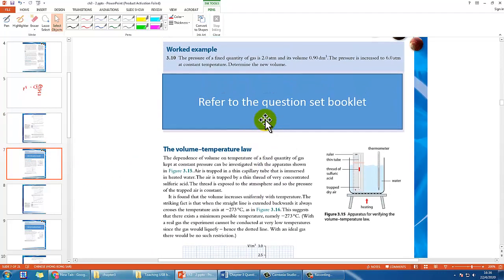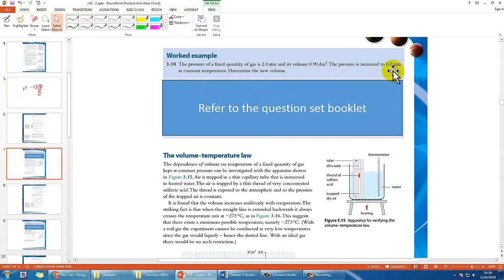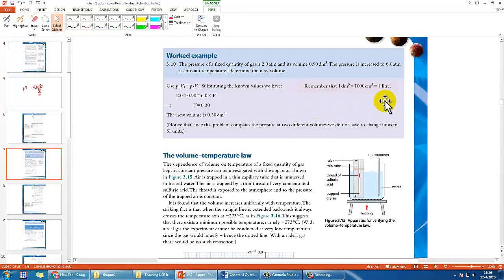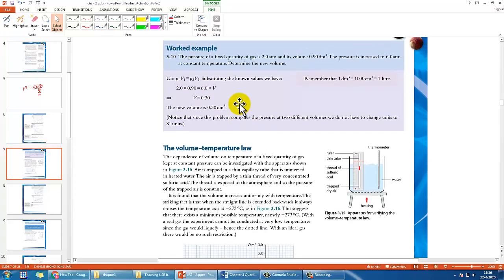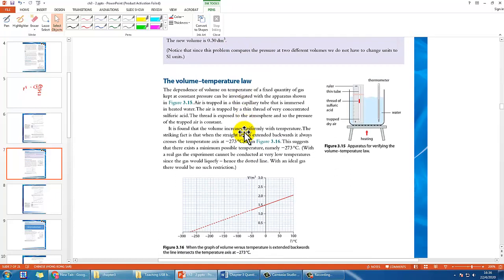Here is an example. I think you can just read it by yourself, and the relationship is actually quite easy to find out. You simply use P1V1 equals P2V2, and you just substitute, and it's very easy. It's something that you could do in IGCSE as well, so I'll skip that. I didn't put it in the question set, so take a look by yourself.